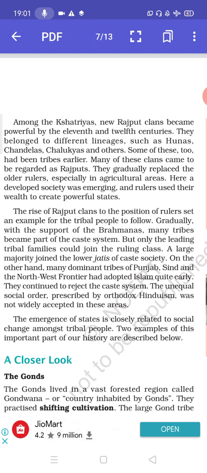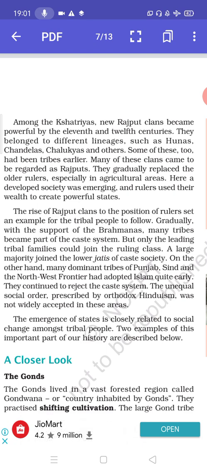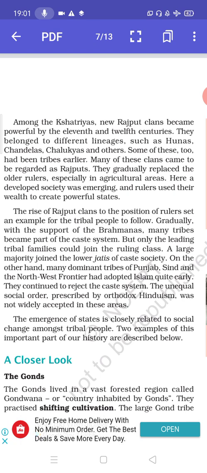So, when the Rajput clans came to the position of the rulers, they set an example for the tribal people to follow. Gradually, the Brahmins also supported them because they came to power. So obviously Brahmins supported them, and many tribes became part of the caste system. Initially they were tribes, but gradually they became part of the caste system. But only the leading tribal families could join the ruling class. A large majority joined the lower jatis of the caste system.